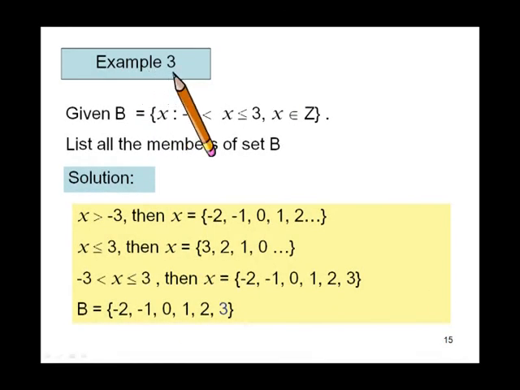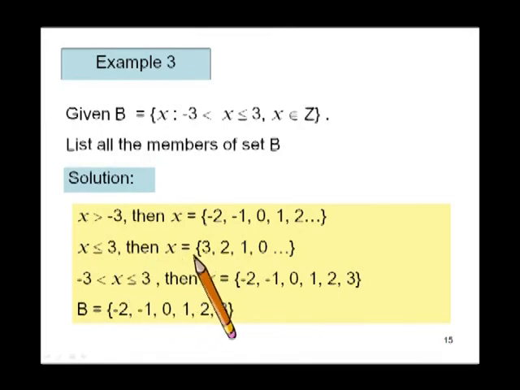Example 3. Given B equals, list all the members of set B. Solution. X is greater than -3, then x is equal to -2, -1, 0, 1, 2, and so on. X is less than or equal to 3, then x is equal to 3, 2, 1, 0, and so on.